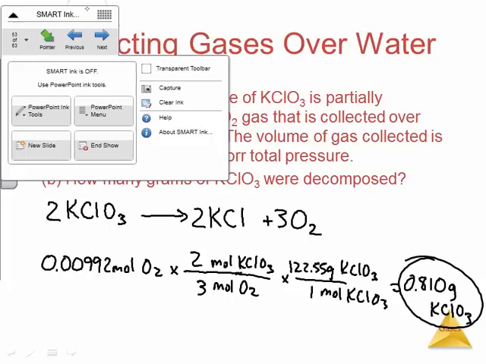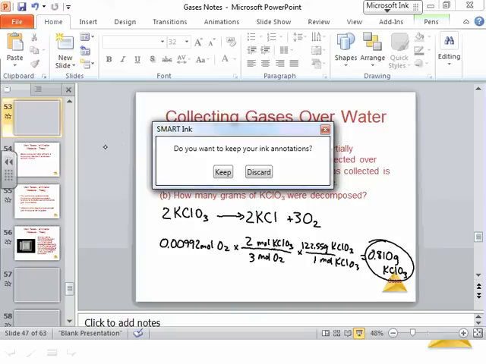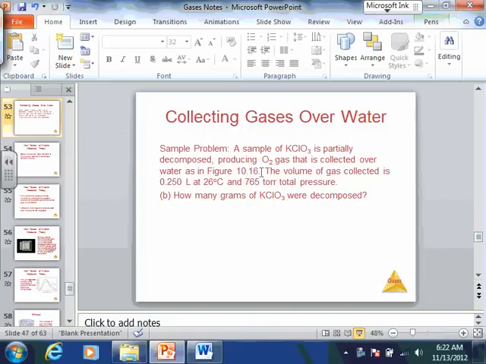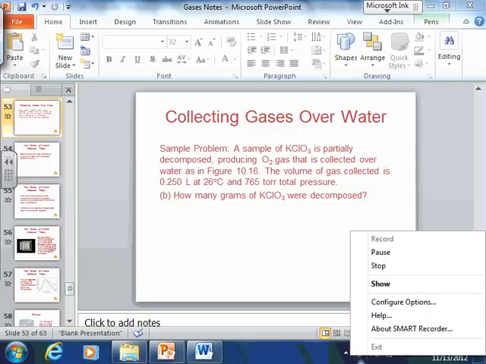Whew, that's it. Sorry that took so long. But again, that's kind of the bulk of this unit. There are some other things that we'll talk about, but as far as the calculations, that's the big one. We'll do a lot of practice on that stuff in class.